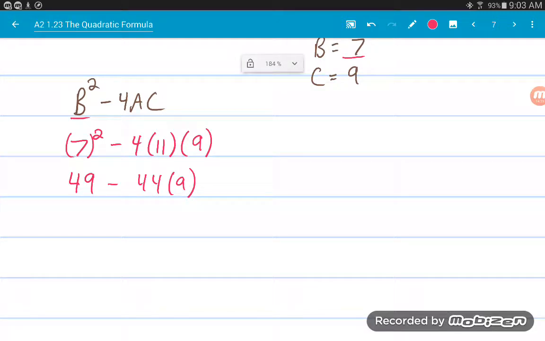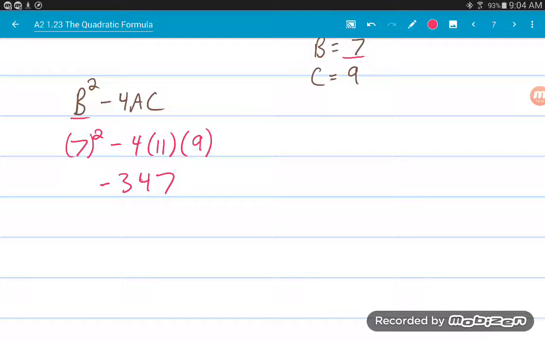I changed my mind. I don't want to multiply 44 times 9 in my head. Virginia, what's the answer? For this part? For the whole thing? Negative 337? 347. Sorry, the headphones make it kind of hard to hear.